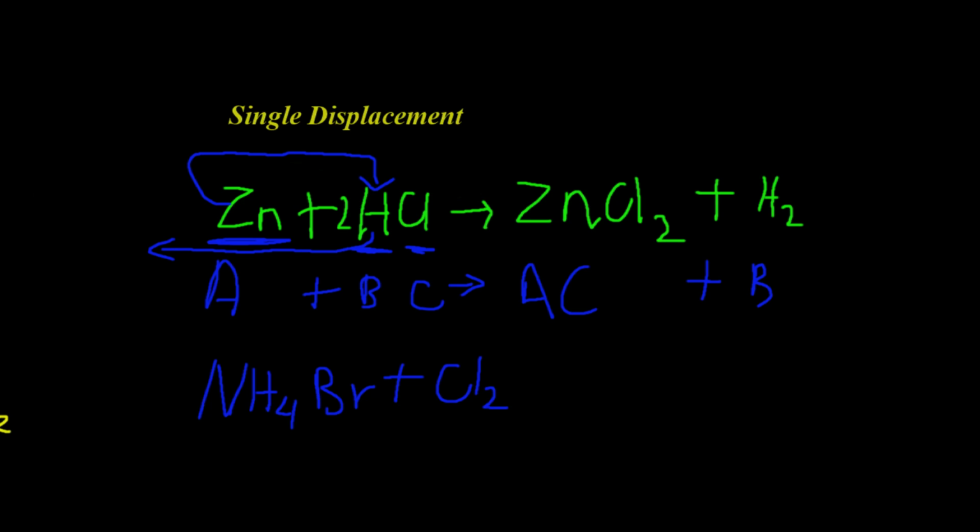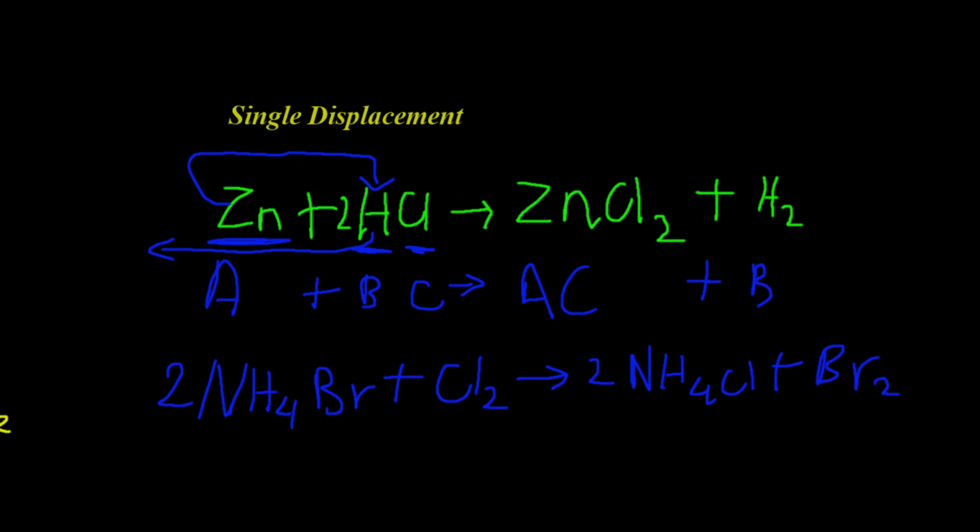So now what's basically going to happen is that bromine is going to get kicked out of this reaction. So now we're going to have ammonium chloride. So we have NH4Cl. And then what's going to happen next is that bromine is going to be left on. Remember, bromine is a diatomic as well. And let's just balance this very quickly. So we have 2 and 2, and that's balanced now.